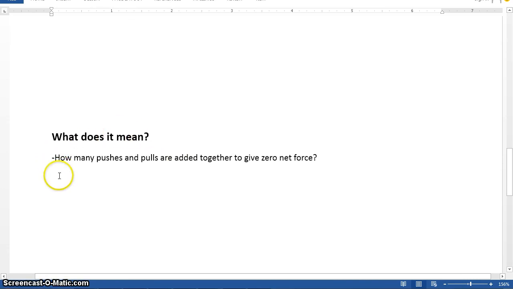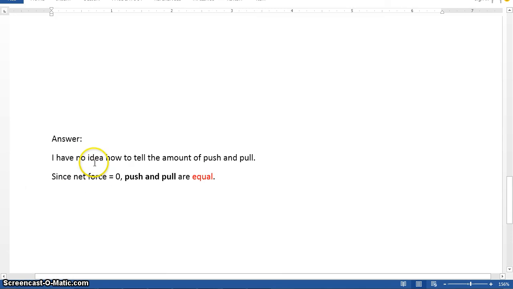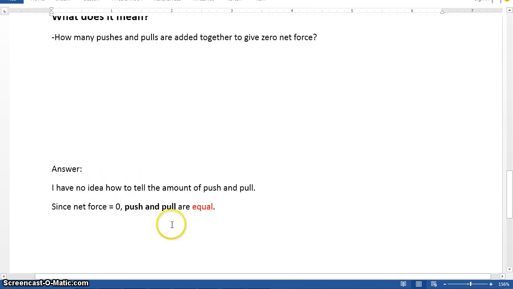What does it mean? How many pushes and pulls are added together to give 0 net force? I said that I don't know how to tell the amount of push and pull, but I do know that they are equal, and because of this, they cancel each other out and give the net force of 0. And the momentum principle applies to that.